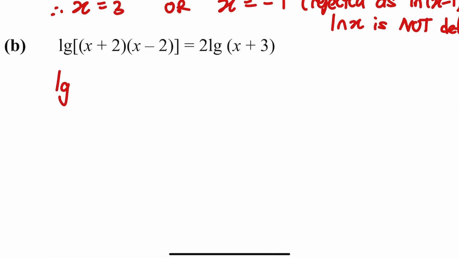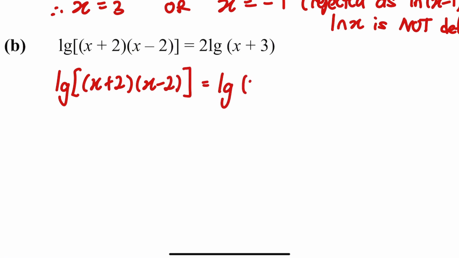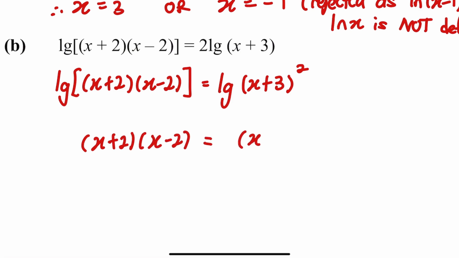This means that log of x plus 2 times x minus 2 is equal to log of x plus 3, the whole thing squared. Only now I check: coefficient is 1, one log function on the left and right side, same base, which is base 10. Now I can compare this directly. This means that x plus 2 times x minus 2 is equal to x plus 3 squared. Then now I have an equation you simply need to solve.